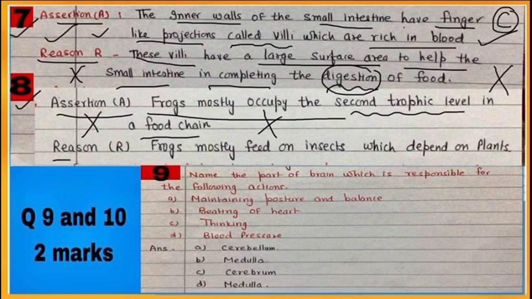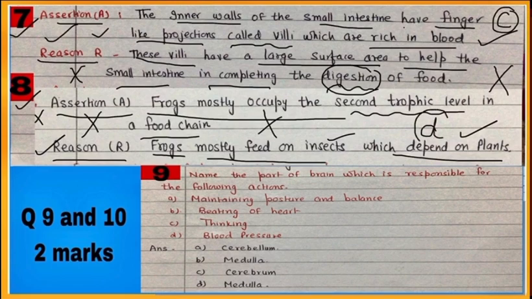Now, see the reason statement. Frogs mostly feed on insects which depend on plants. This is the correct statement. So, here assertion is wrong, but reason is correct statement. So, option D is the answer.